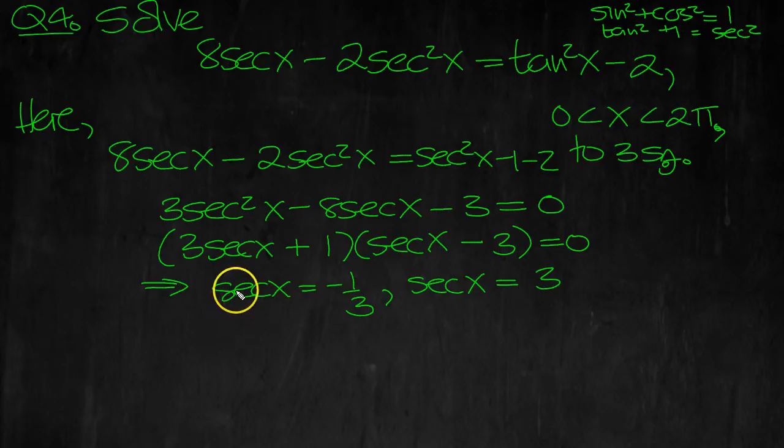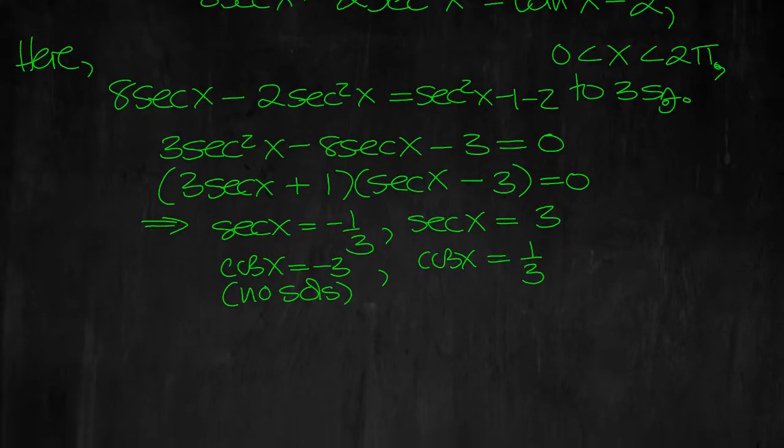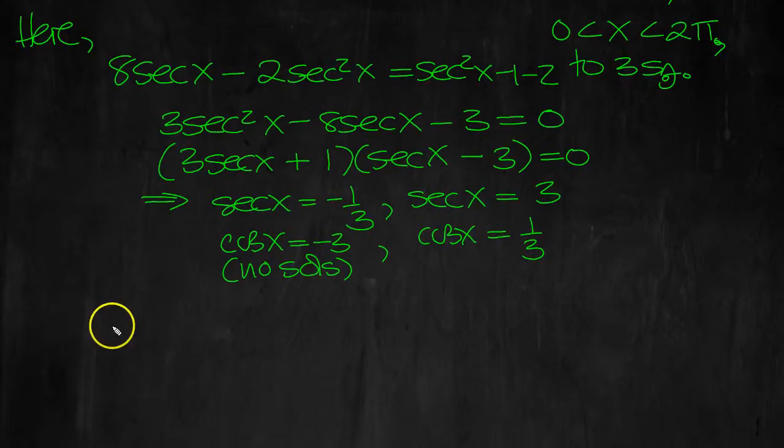So invert the fraction, this is 1 over cos, so cosine x then will equal minus 3, won't it, when this is inverted? No solutions here. And this one, cos x is equal to 1/3, isn't it? Invert both of these, this and this, and we get cos is 1/3. So let's look at that and solve that then. We need to solve it between 0 and 2 pi to 3 significant figures.